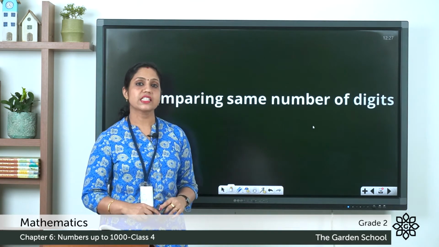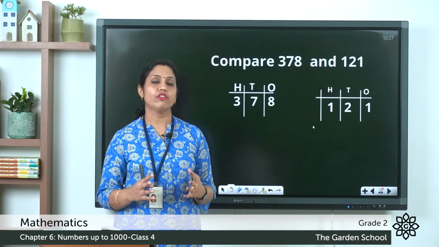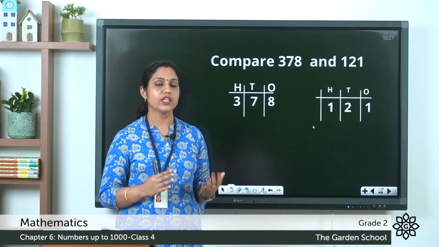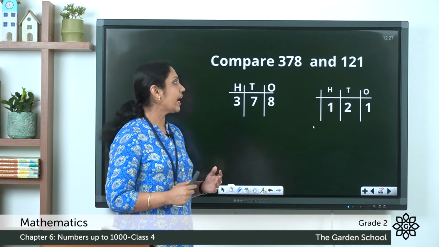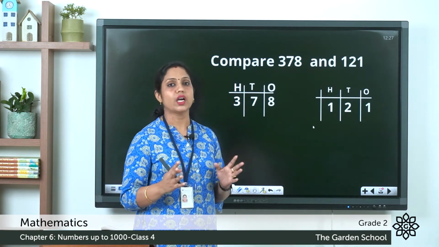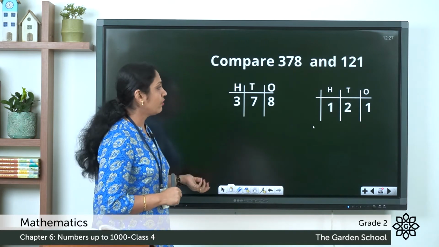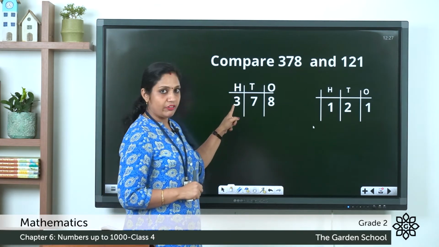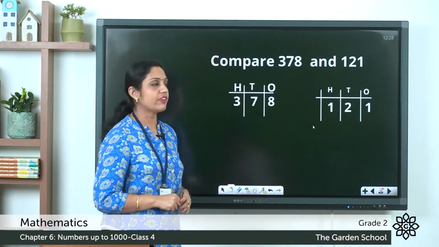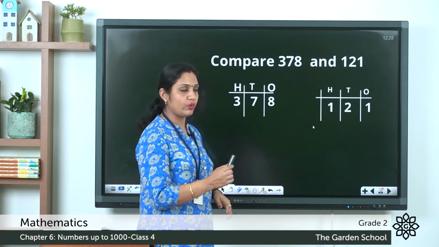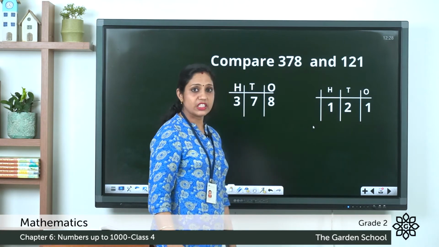Now comparing the same number of digits. Both the numbers are 3-digit. How can you compare and say which one is greater and which one is smaller? Here you have 378 and 121. Both are 3-digit numbers. Now how can you find out which one is greater? So now let's write. We have 3 hundreds, 7 tens and 8 ones in the number 378, and for 121 we have 1 hundred, 2 tens and 0 ones.